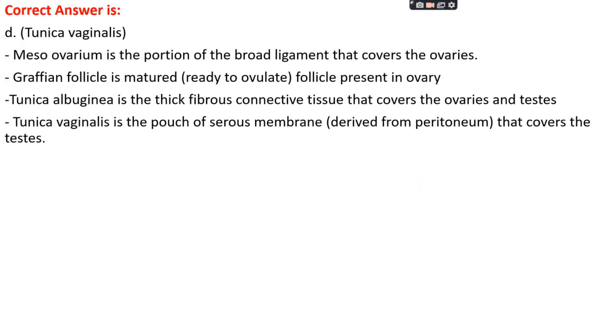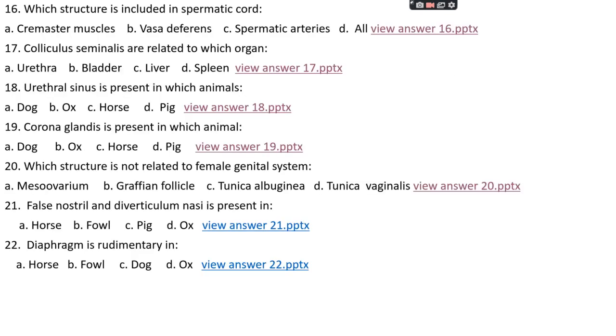Mesovarium is a portion of the broad ligament that covers the ovary, while the Graafian follicle is a matured, ready-to-ovulate follicle which is present in the ovary. Tunica albuginea is a thick, fibrous connective tissue that covers the ovaries and testes both. Tunica vaginalis is a pouch of serous membrane, which is derived from peritoneum, that covers the testes only.